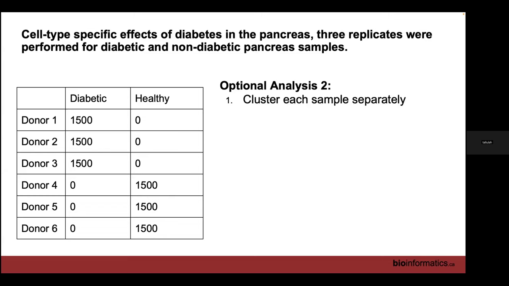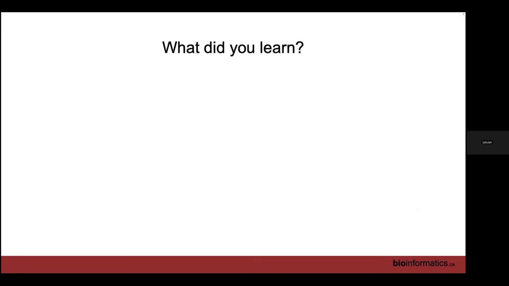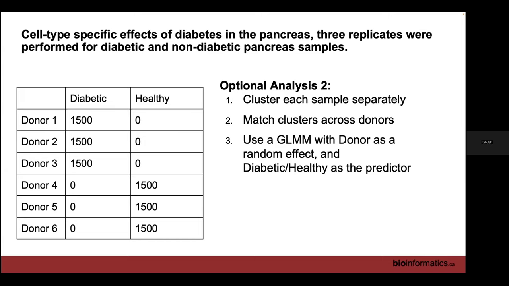Another way you could do it is you could cluster each sample separately, match the clusters across donors by looking at the correlation in the average expression of each cluster to the other clusters. Then you can use a fancier model called a GLMM that can account for the fact that we have different donors, rather than doing a pseudo bulk method, and then do the differential expression with that. So that method is called Nebula if you want to try it out.